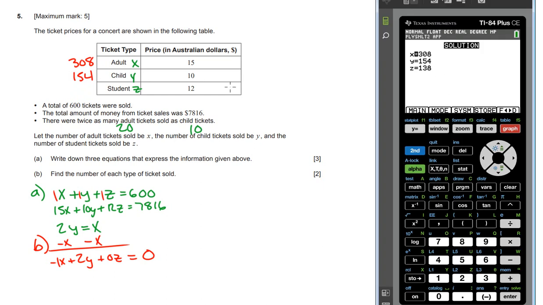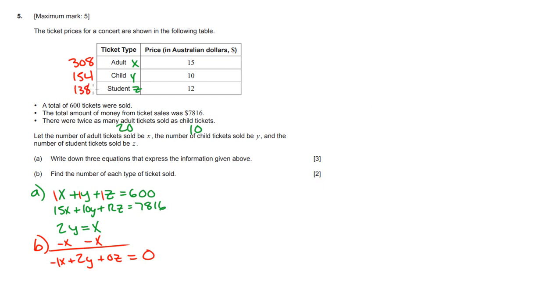And we sold 138 student tickets. Now, I'm just writing it like this so that I don't have to go back and forth on the calculator. I definitely want to write my answer correctly. Find the number of each type of ticket sold.